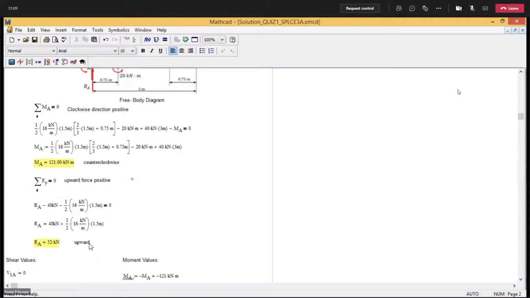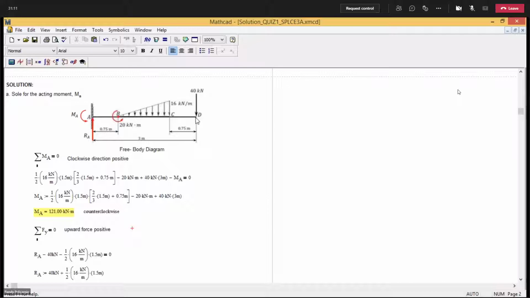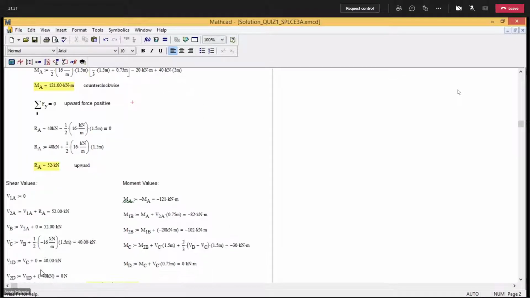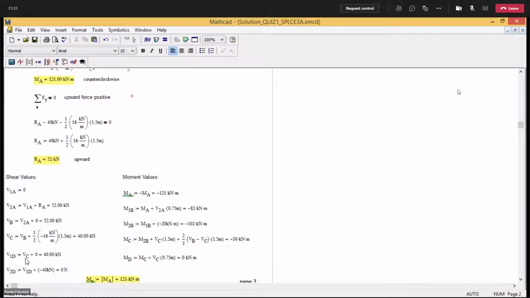And then at point D, again there's a concentrated load here. So we have an initial shear considering the area of the load between C and D. Don't consider the concentrated load yet. There's no load here, so the area between C and D is zero. So our formula is V1D equals VC plus 0, because there's no load between C and D. So again, our shear is 40.